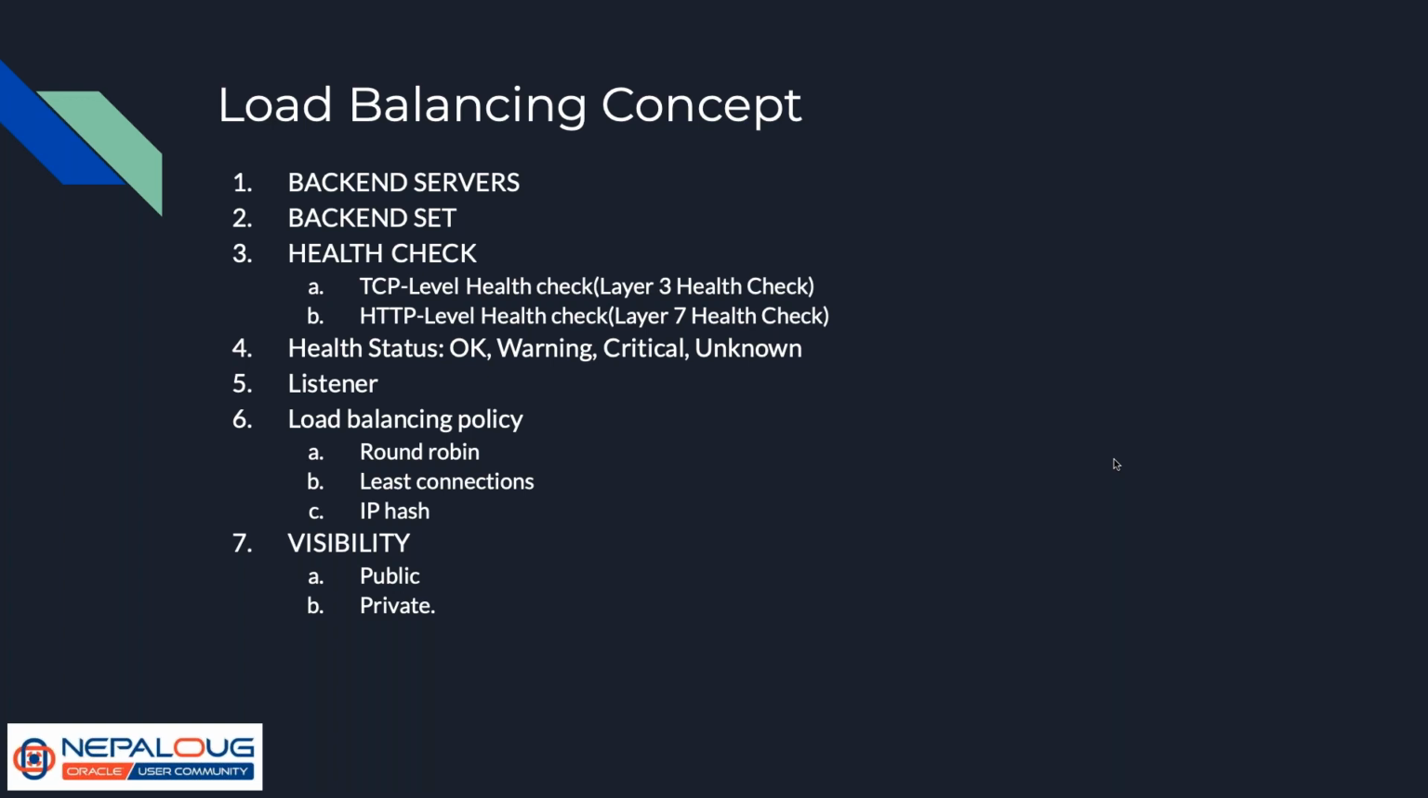And there are two types of load balancer: a public load balancer and a private load balancer. The public load balancer is visible to everyone in the world, so you can access the public load balancer via the internet. But in the case of a private load balancer, it is only accessible to the compute instances and the services within the VCN.